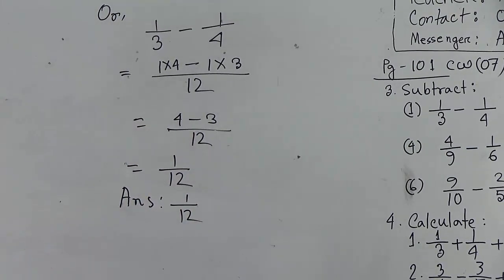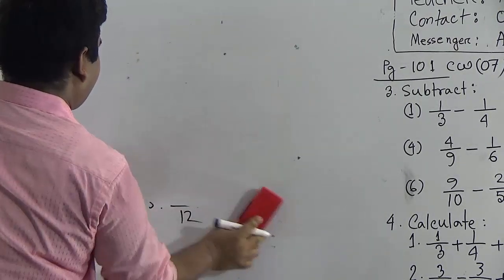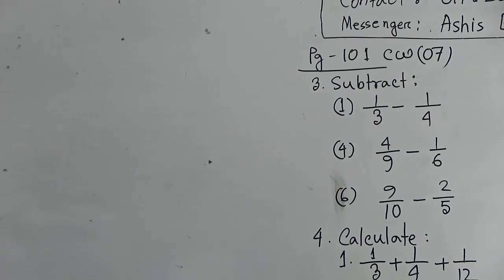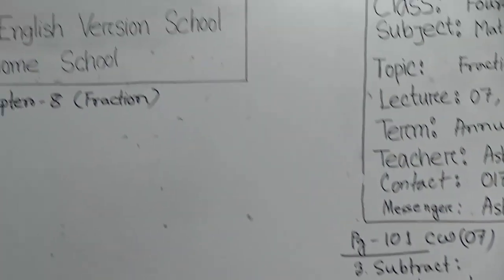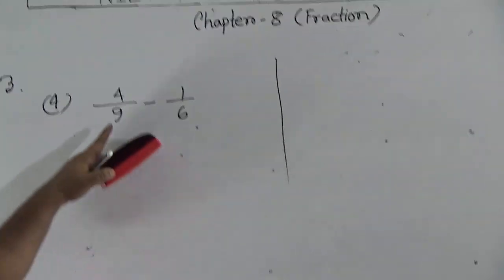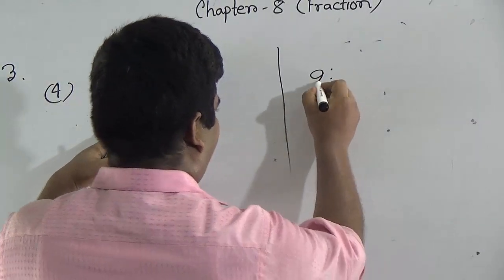Okay. Next we shall solve question number 4. At first pick up 4 by 9 minus 1 by 6. My dear student, notice first of all we find out the LCM of 9 and 6. That means use the multiple method.